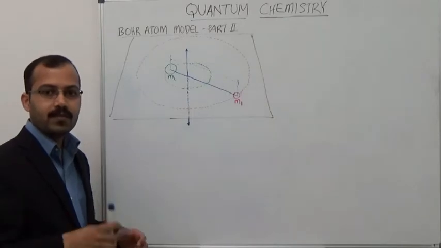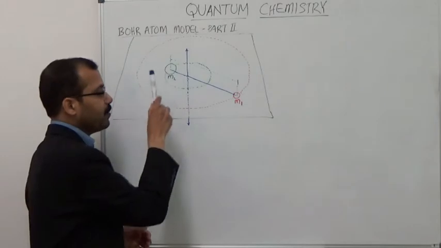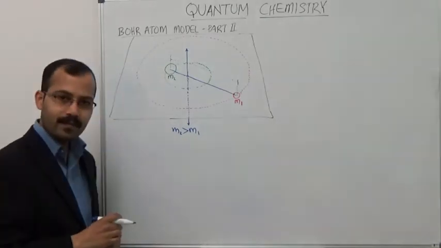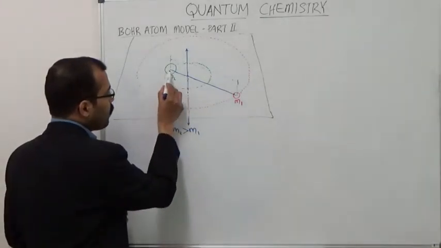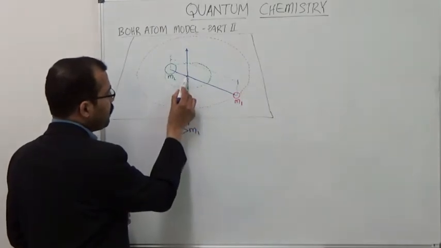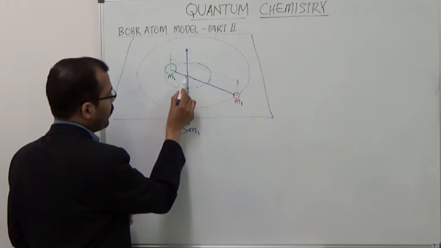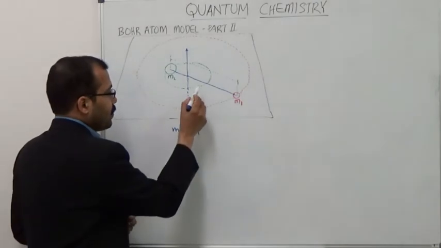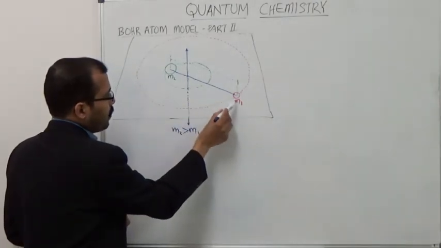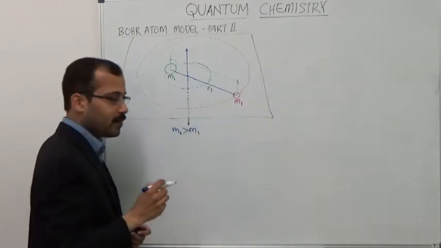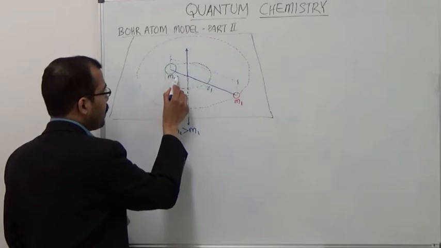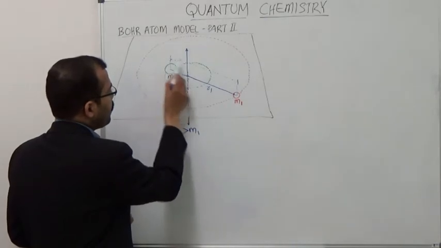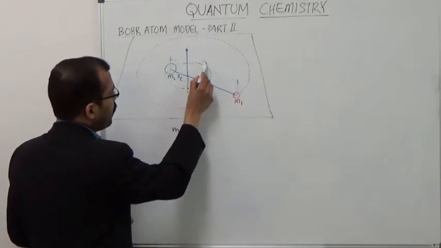Now let's consider a system of two masses, m1 and m2. m2 is greater than m1, and the center of mass of these two masses, m1 and m2, is somewhere here on a line connecting m2 and m1. This is the center of mass. The distance of the center of mass from the mass m1 is r1, and the distance of the center of mass from the mass m2 is r2, and the distance from m1 to m2 is r.